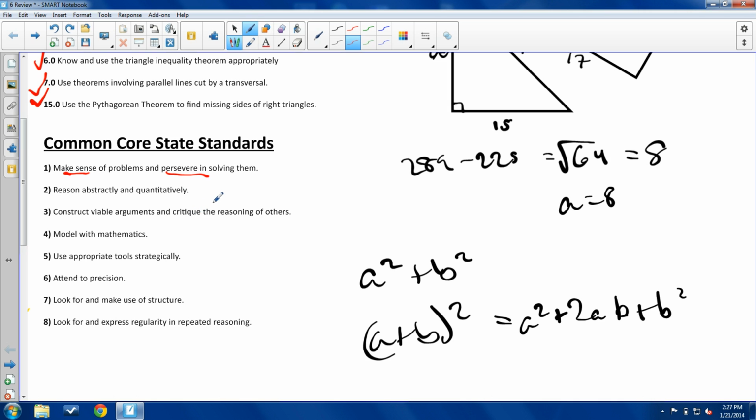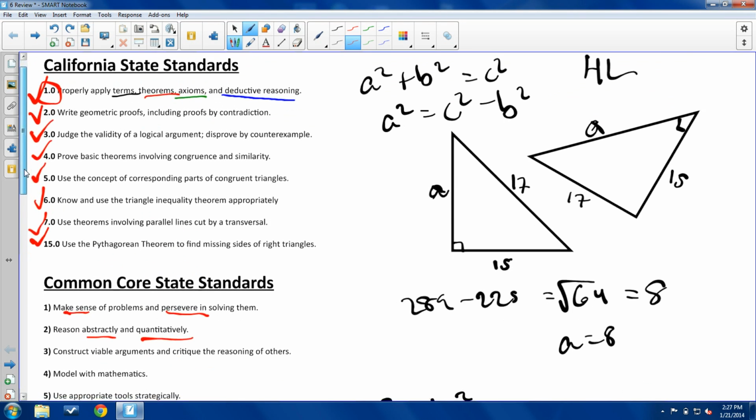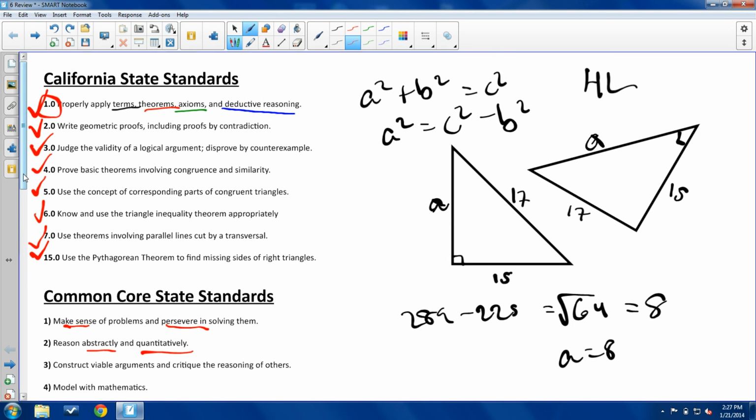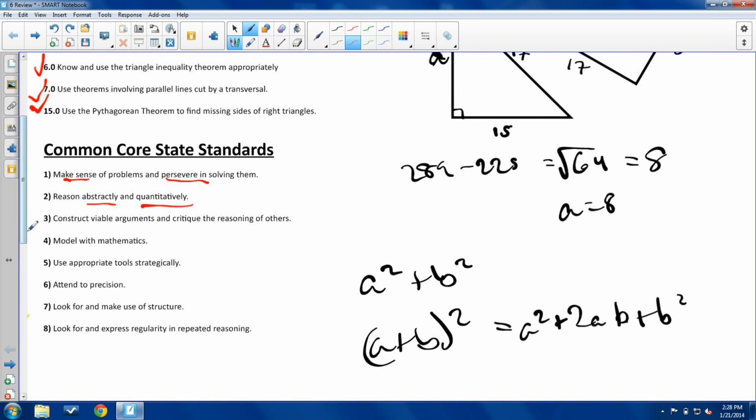Reason abstractly and quantitatively. Abstractly is kind of just looking at the general gist of something. Like you're going to see on your exam, I'm not really going to throw out numbers to you because I don't want to use examples. I want to use a general guideline. So I'm going to use A, B, and C, or let you generalize using A, B, and C, or these things are just congruent by tick marks or whatever it is.